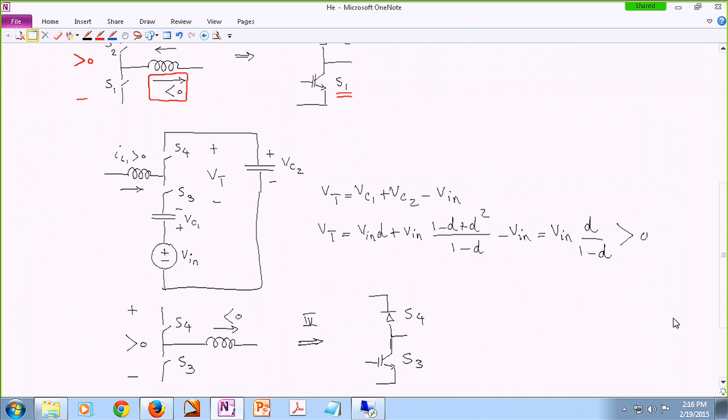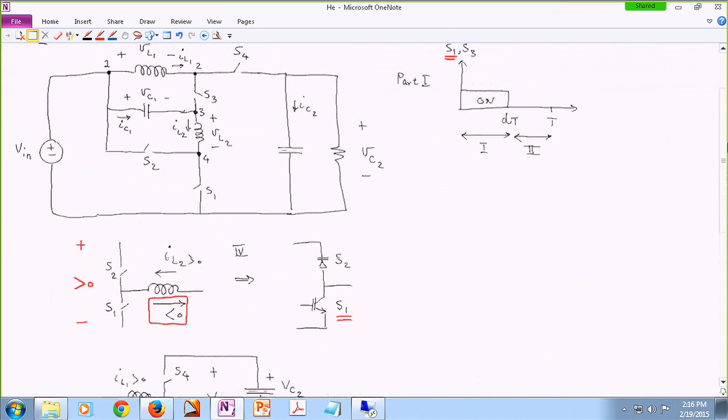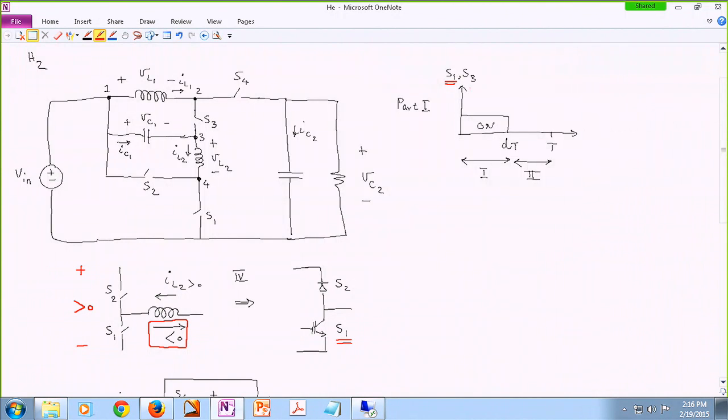So again, you have to check here. S3 ended up being a transistor, and originally the assumption was S3 is where we are applying our gate signal. So there is no contradiction here. Again, if S4 turned out to be the transistor, you would have to reverse S3 to get S4 basically.